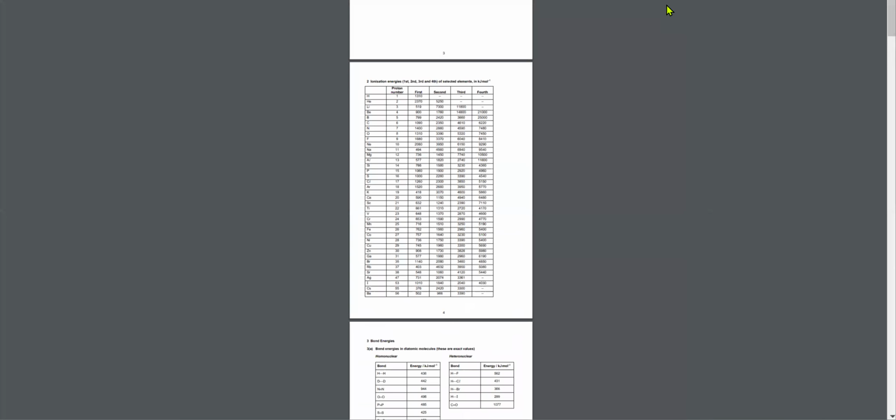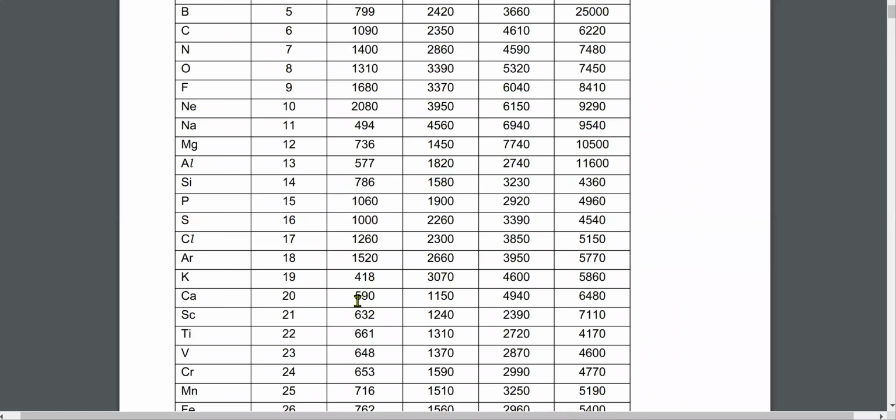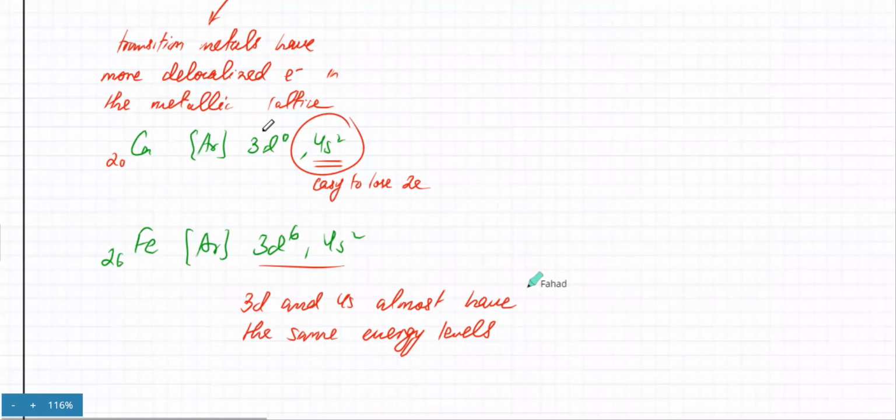If you look at the data booklet and the ionization energies, find calcium. Removing the first electron, that's easy, 590. Removing the next electron, that's also from 4s, that's easy. Then all of a sudden it becomes 5,000. That's like 5 times the energy required to remove the third electron, because it's very close to the nucleus. You have to go very close to the nucleus to remove the third electron.